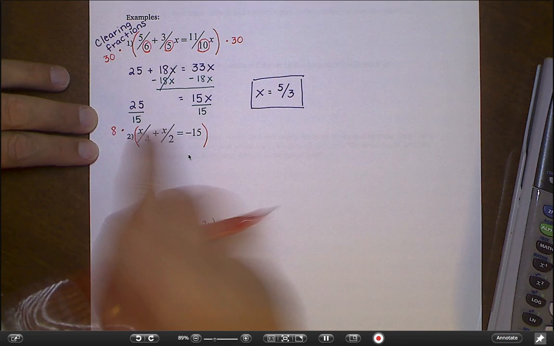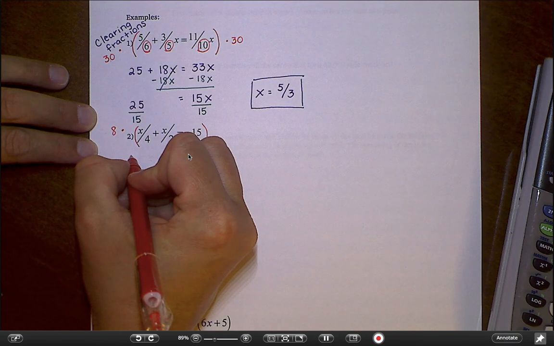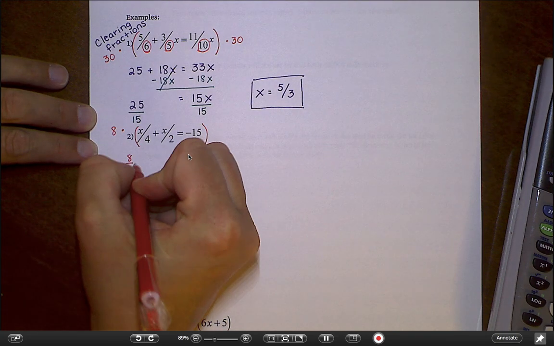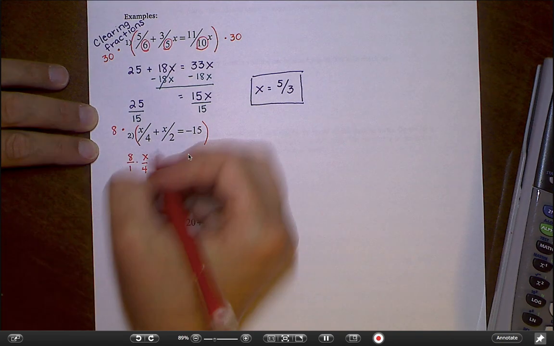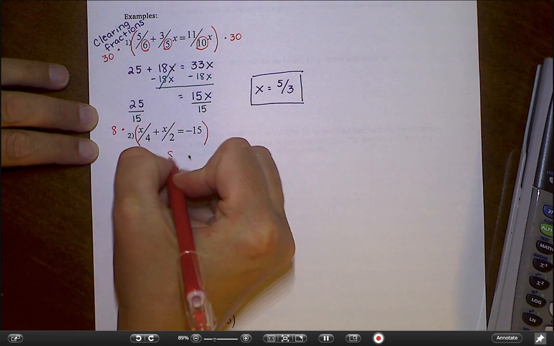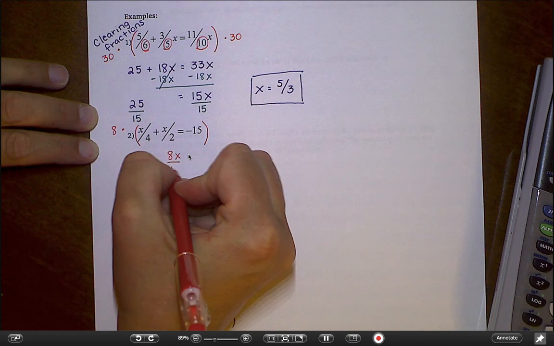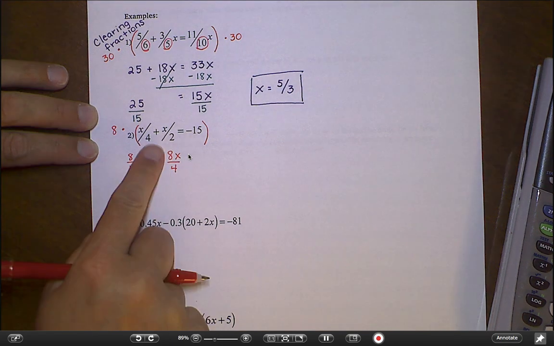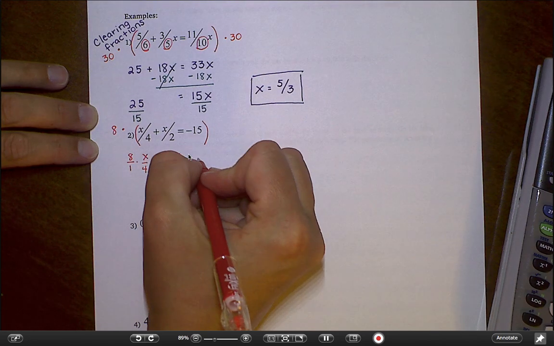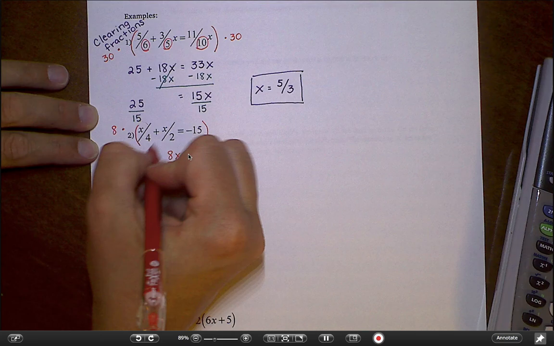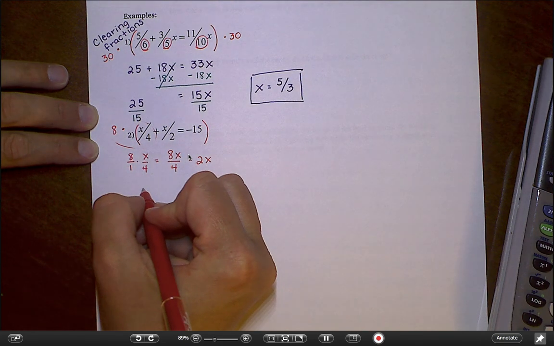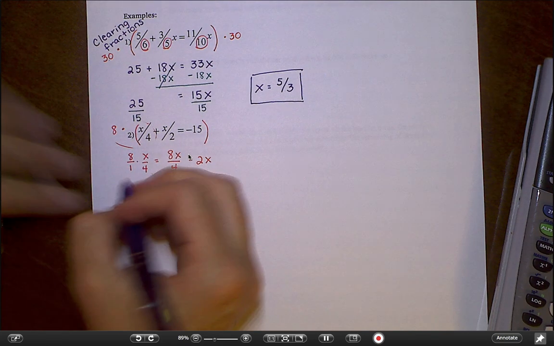So when I do 8 times x over 4, really what I end up with is 8 over 1 times x over 4, which if you just multiply straight across gives you 8x over 4. And then 8 divided by 4 gives me 2. So this piece right here, the 8 times x over 4, is really just going to leave me with a 2x.